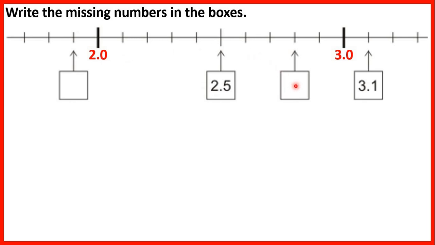So that means this number here is 3/10 after 2.5, so that will be 2.8. And then this number here is 1/10 before 2.0, so that will be 1.9. Notice 1.9 is the number before 2.0, so on a number line with tenths, 1.9 will be the number before 2, because 2 is the same as 2.0.